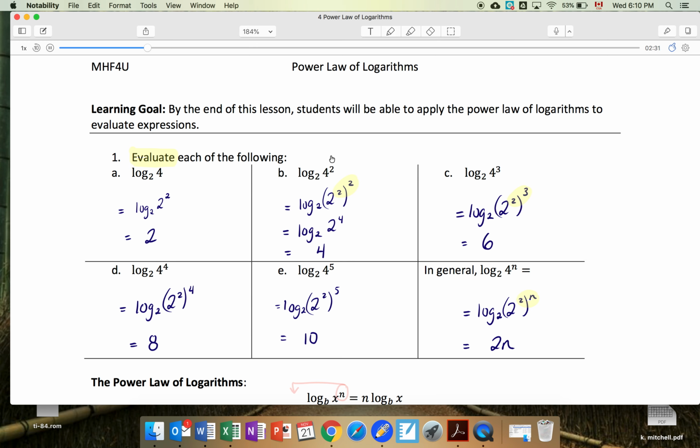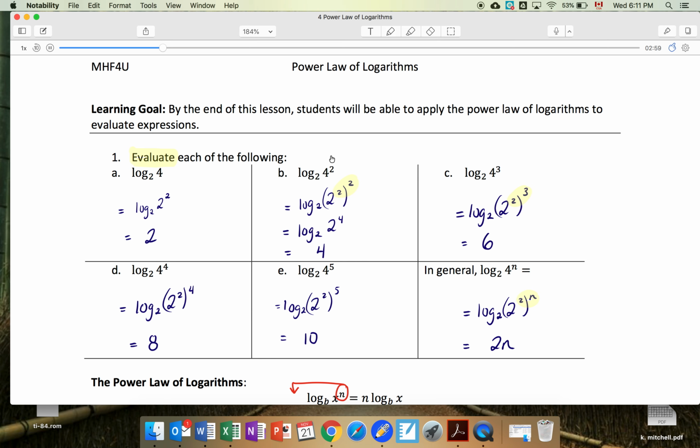Okay, so this leads us a little bit into what our power law is. And what our power law states is that whenever you have an exponent within your logarithm, so for example, you have log base b of x to the power of n, my power law says I can take this exponent and I can bring it to the front and then rewrite this. All right, so this helps us evaluate logarithms a lot faster and without a calculator.